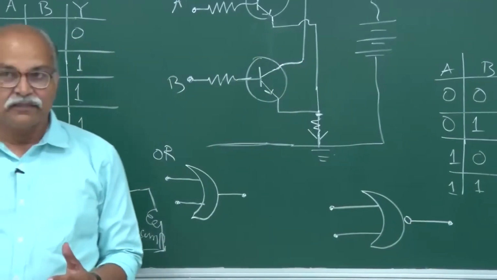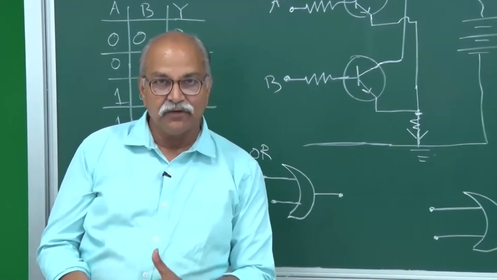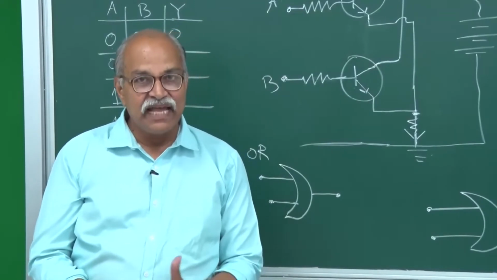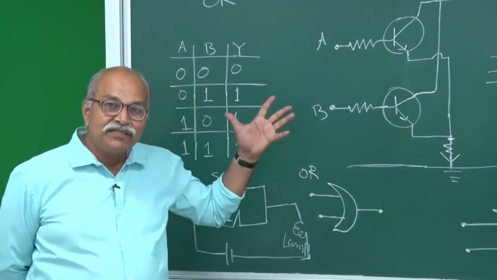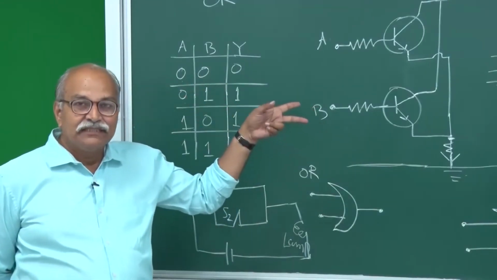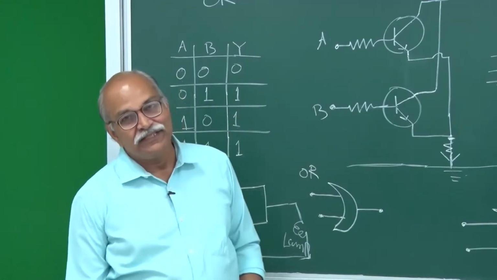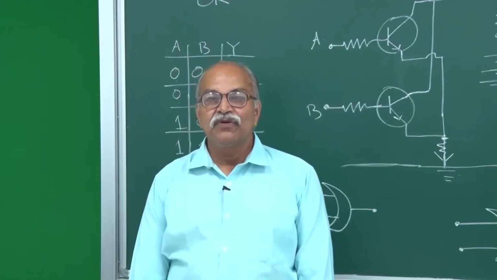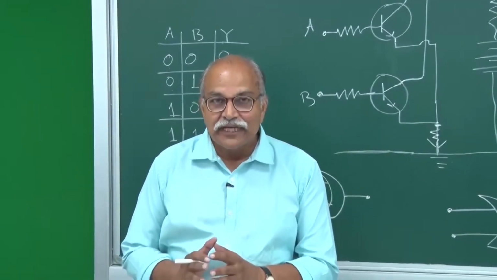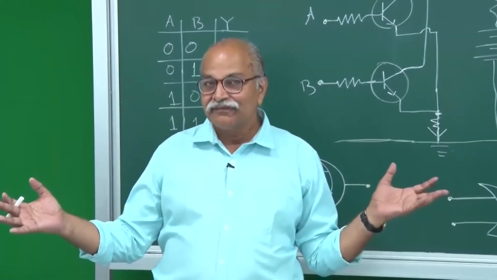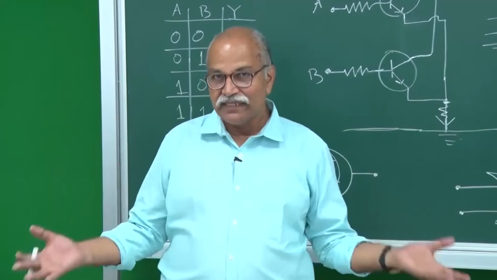Okay, so these are some of the very basic gates. You have AND, you have OR, you have NOT, then you have NAND, and you have NOR. Now these two gates, NAND and NOR, are known as universal gates. And why are they called universal gates? Because using only NAND gates, you can make any other gate. You can make AND, you can make NOT, you can make OR, and any combination you can make.